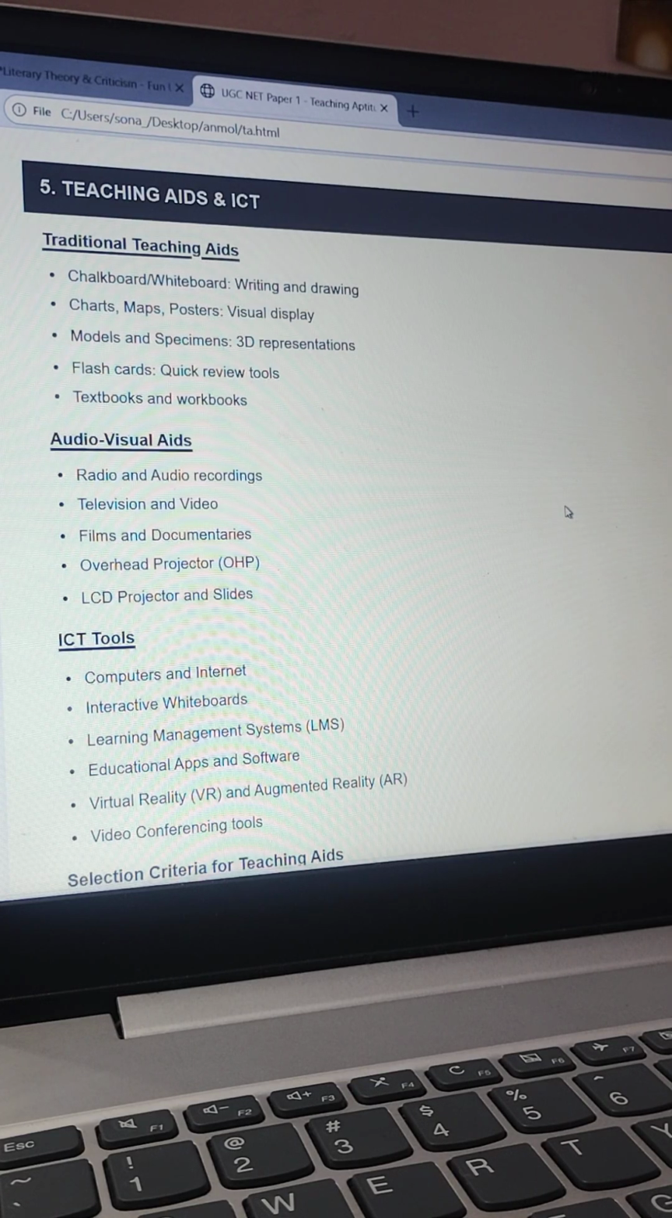Moving to the teaching aids and ICT, we have traditional teaching aids like chalk, whiteboard, the traditional one, charts, map, posters, models and specimens, that is 3D representation, flashcards, that is quick review tools, textbooks and workbook. Talking about the audiovisual aids, we have radio, audio recording, television and video, films and documentaries, overhead projector, that is OHP, and LCD projector and slides, that we are very well aware of.